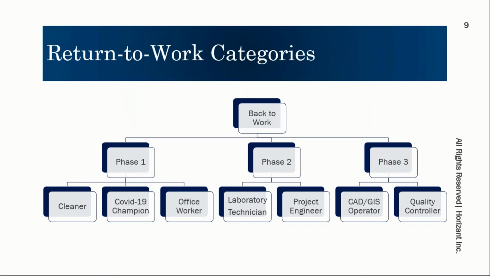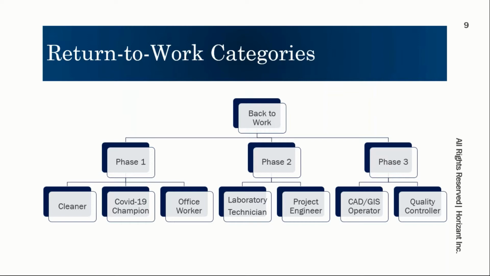And we want to set up categories of training for different types of workers based on the different phases that we're going to implement at our organization. So phase one, we certainly want to have cleaners, COVID-19 champions, office workers, and other types. Phase two would include people like lab techs and project engineers and many more, of course. And phase three would be maybe quality controllers, CAD GIS operators, and others.